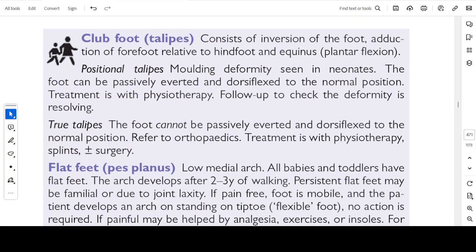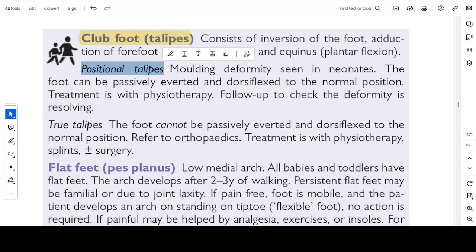Club foot, talipes, consists of inversion of the foot and adduction of the forefoot relative to the hindfoot, and equinus, that is plantar flexion. So there are two components: one is inversion of the foot and adduction of the forefoot, and the other is equinus, that is plantar flexion of the foot.